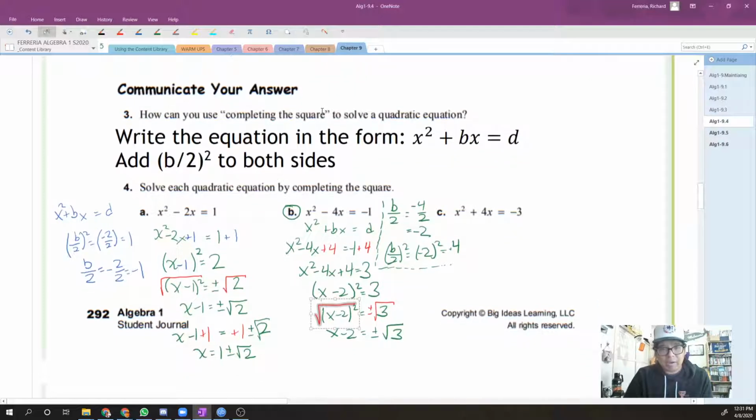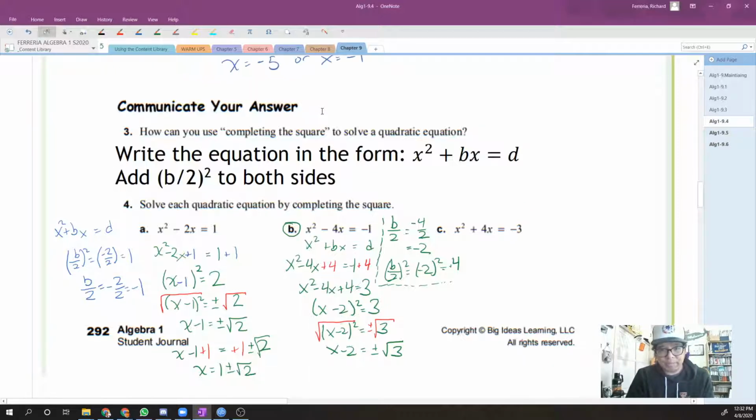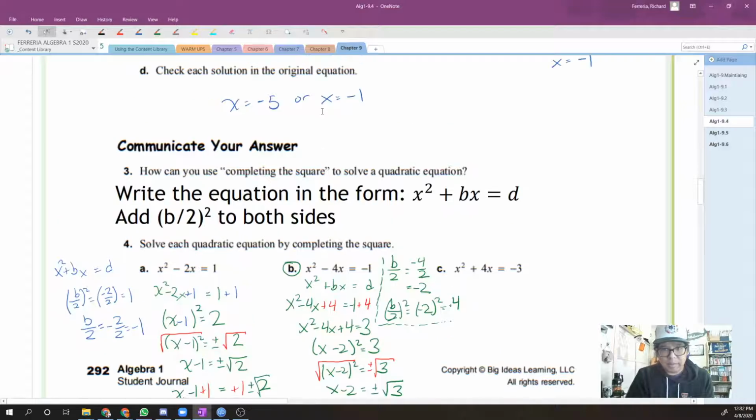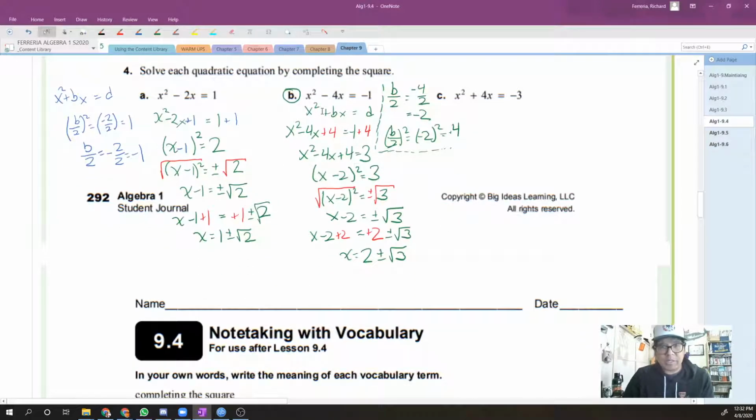And then it looks like here I've got x minus 2 equals plus or minus root 3. Add 2 to both sides. And you get x equals 2 plus or minus square root of 3. Square root of 3 is about 1.7. So 2 plus 1.7 is about 3.7. 2 minus 1.7 is 0.3. So it looks like my two answers are about 0.3 and 3.7.